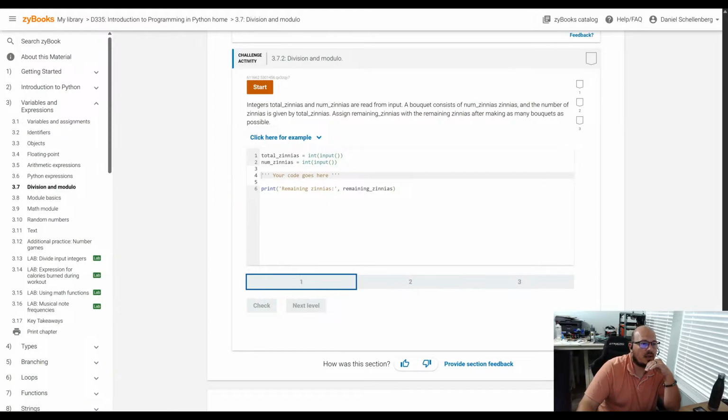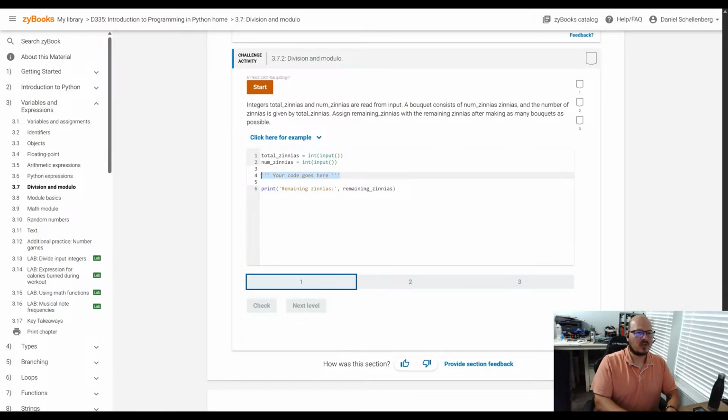Integers total zinnias and num zinnias are read from input. I don't even know what that word is. A bouquet consists of num zinnias. So zinnias is a flower. And the number of zinnias is given by total zinnias. Assign remaining zinnias with the remaining zinnias after making as many bouquets as possible.